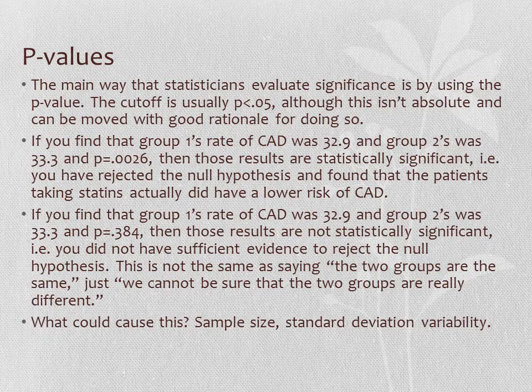So in this study, if you found that group 1's rate of CAD was 32.9 and group 2's was 33.3, like we said, and the p-value was 0.0026, then those results are statistically significant, meaning you rejected the null hypothesis and you found that the patients taking statins actually did have a lower risk of CAD. But if you found that group 1's rate of CAD was 32.9 and group 2's was 33.3 and the p-value was 0.384, which is clearly larger than 0.05, then those results are not statistically significant, and you did not have sufficient evidence to reject the null hypothesis.